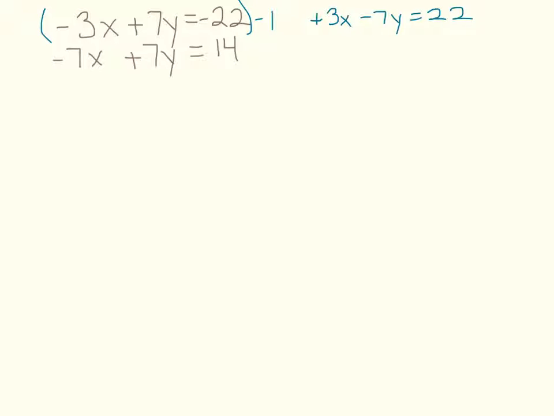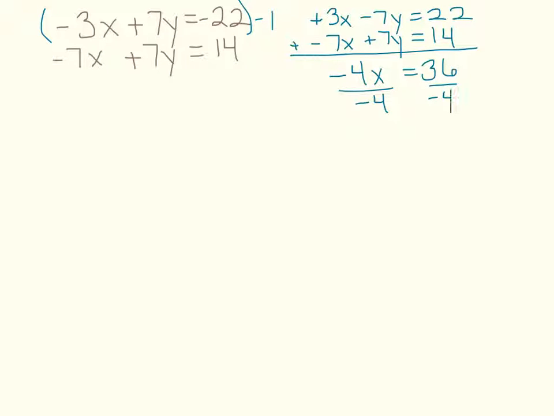Then I'm going to bring this other one over here just so they're lined up. So negative 7x plus 7y equals 14. Okay, now we're ready to add the two together. So 3x minus 7x should be negative 4x. 7y's cancel. And we get 36 when you add 22 and 14. And then we divide both sides by negative 4. So x equals negative 9.